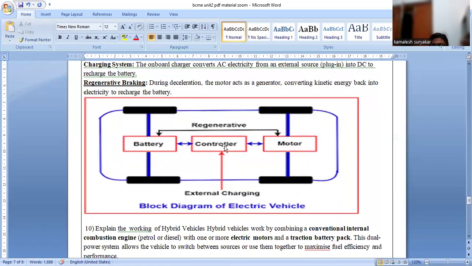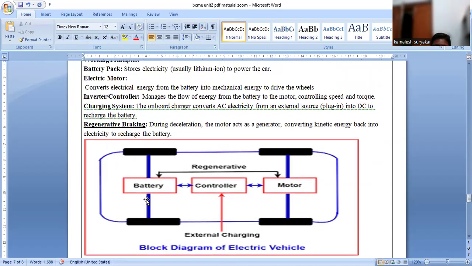Here battery is there, controller is there, motor is there. So a controller is controlling the battery and also controlling the motor. So this is an external charge you can do for this controller. Okay, this is a regenerative thing here. This is a block diagram of an electric vehicle. Here, what happens?